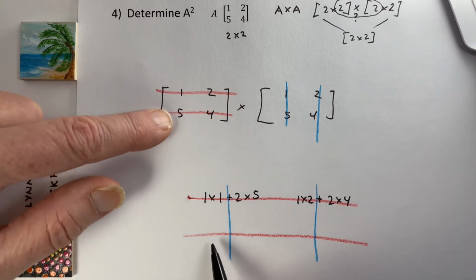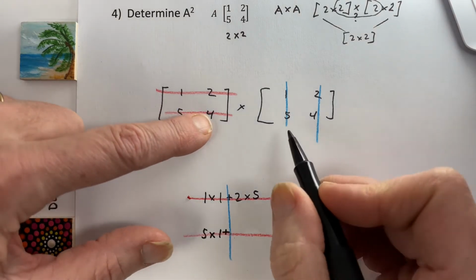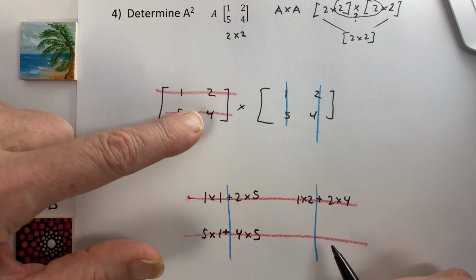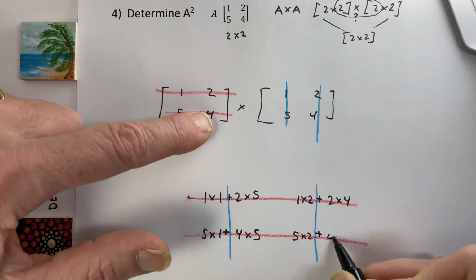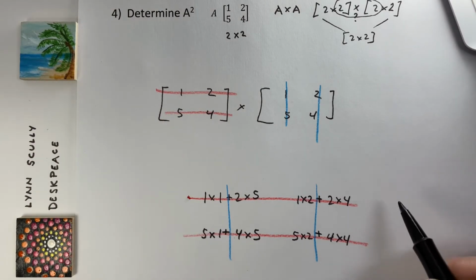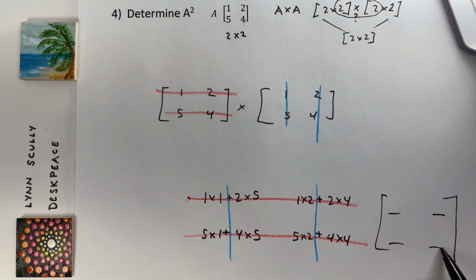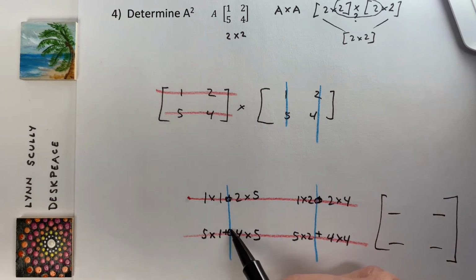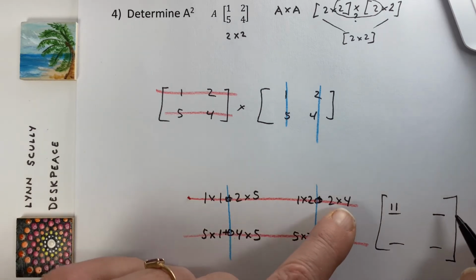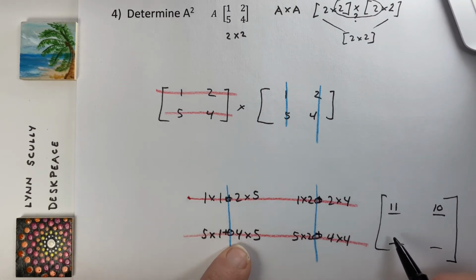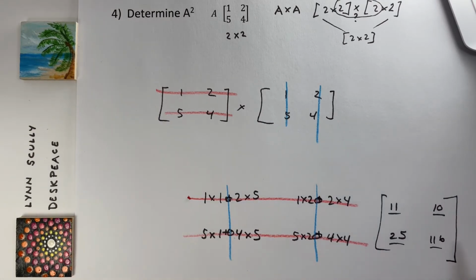Okay, next row, first column again, 5 times 1 plus 4 times 5. Same row, last column, 5 times 2 plus 4 times 4. And now I'm just going to clean this up and do my arithmetic. Space 1, 2, 3, 4. You see each one of these little cross hatches is going to be one cell. 1 times 1 is 1 plus 10 is 11. 1 times 2 is 2 plus 8 is 10. 5 plus 20 is 25. Let's see, 16. All done.